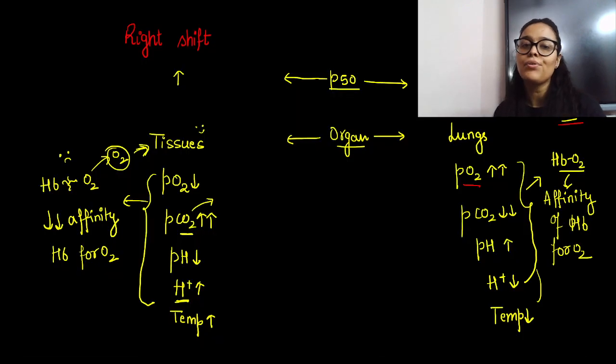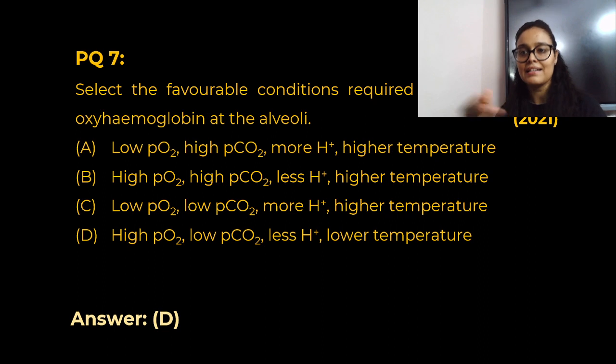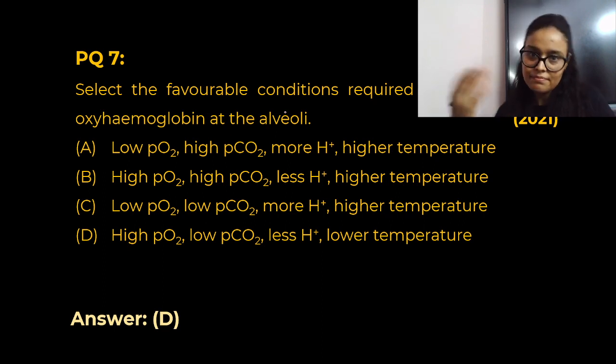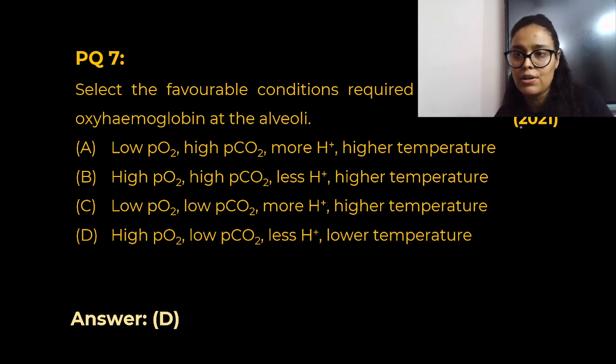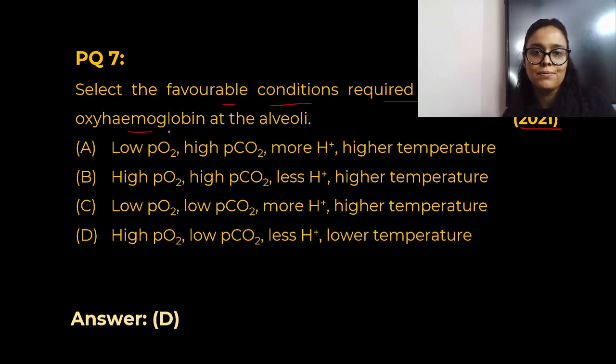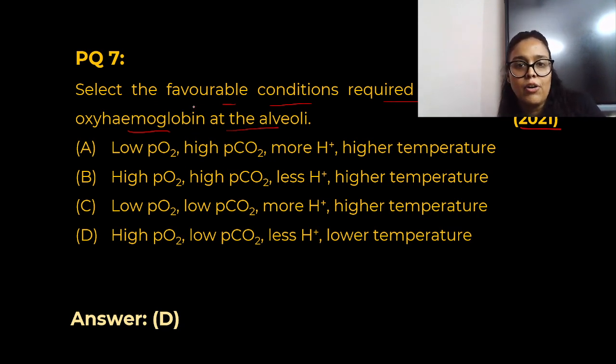So kids, this is how you have to summarize everything in your NCERT, so that in case they ask you any question, you will be able to solve it nicely. So look, this is a 2021 question, right? Select the favorable condition required for the formation of oxyhemoglobin at the alveoli. So what are the conditions? Tell me, in order to form the oxyhemoglobin.